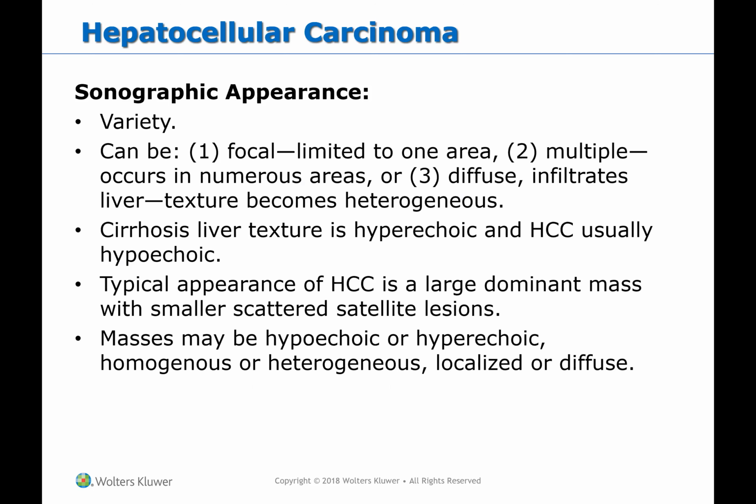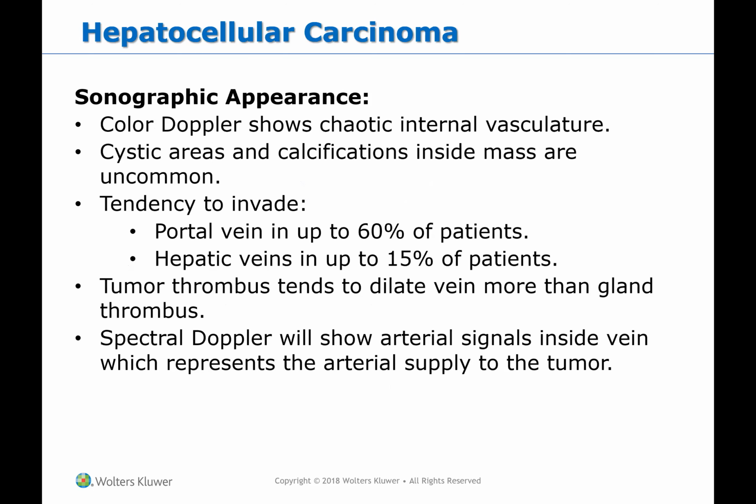The sonographic appearance can vary. It could be focal, limited to one area, multiple, occurring in numerous areas, or diffuse. So the cirrhotic liver texture is already hyperechoic. Hepatocellular carcinoma is usually hypoechoic. Let's see what they look like. Okay, color Doppler is going to have chaotic internal vasculature. So it's going to be just not uniform vascular blood flow through the mass.